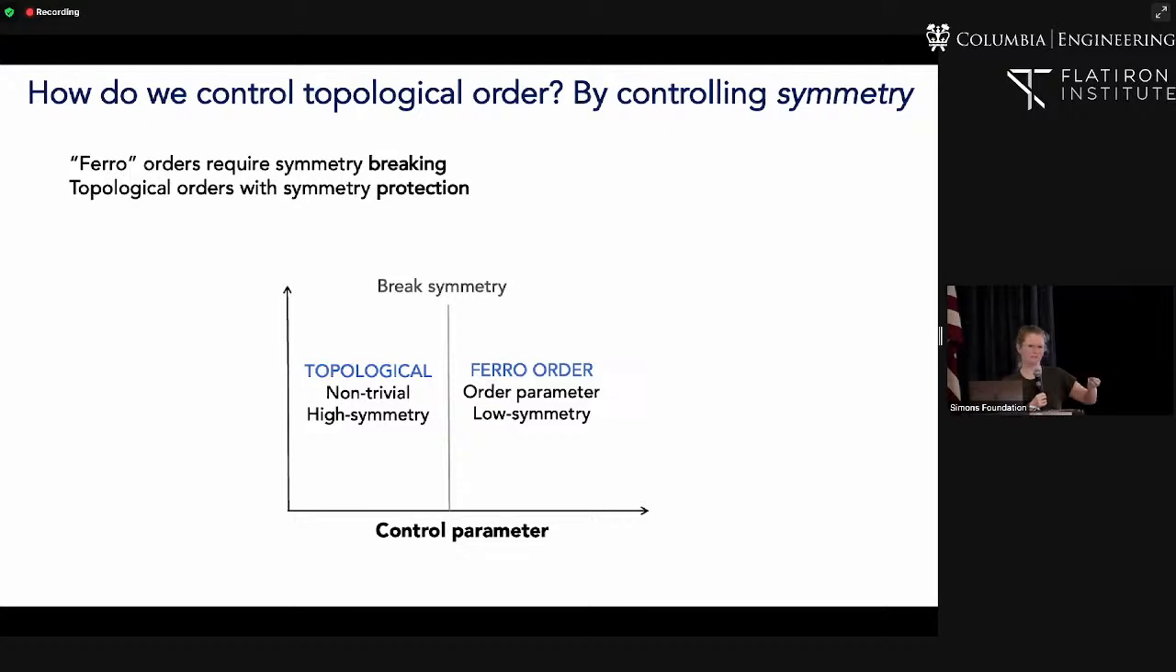So this is kind of the concept that we have. On the x-axis, I have a control parameter. On the left-hand side, I have some sort of topological order, right? We've got some Weyl or Dirac semimetal. And this will be in a high symmetry phase. And on the right-hand side, I have the ferroic order where you've broken the symmetry and you've got some sort of ferroic order. And the idea is that we want to break the symmetry to control in between these two different phases.